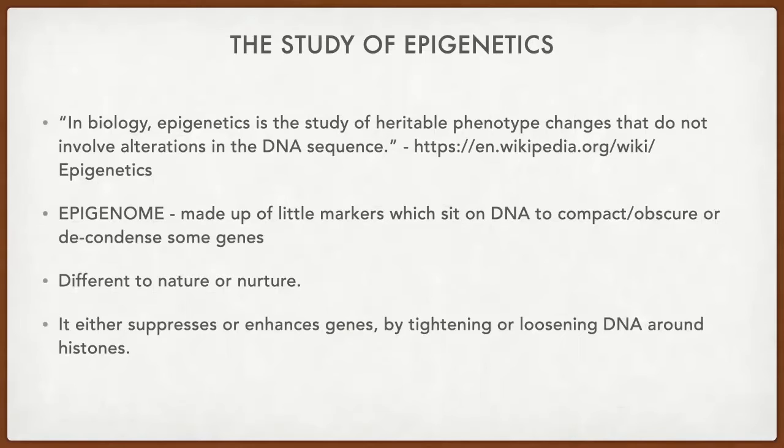An epigenome is made up of little markers which sit on DNA to compact or decondense some genes. This is different to nature or nurture because this talks about the genetic component of your personality. And epigenetics talks about either suppressing or enhancing genes by tightening or loosening DNA around histones.